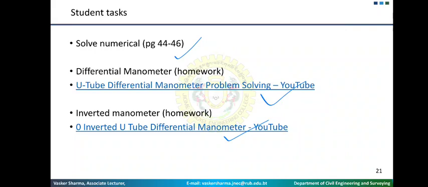So all things are given. This is your task here. There are certain numericals within the book, so I am giving the page numbers, and you can do those. These are already solved numericals, and please explore this. This will be helpful for you to understand the concepts.